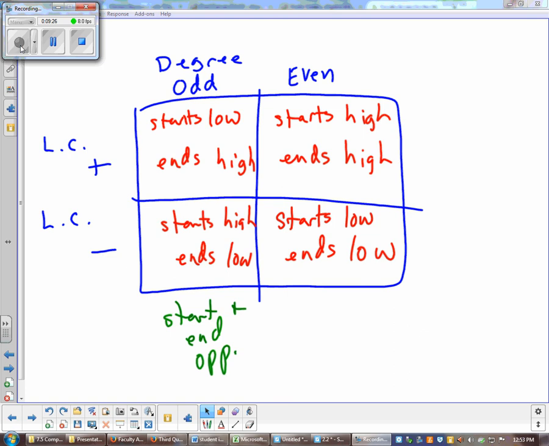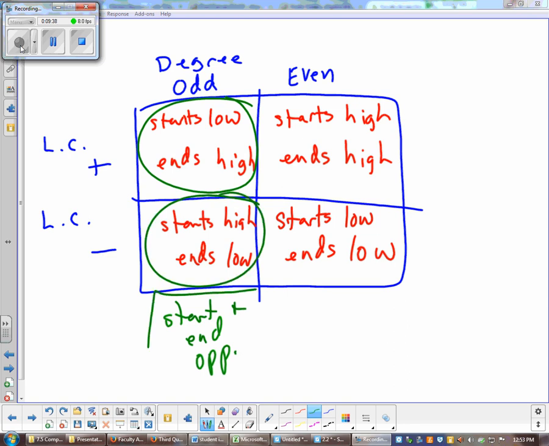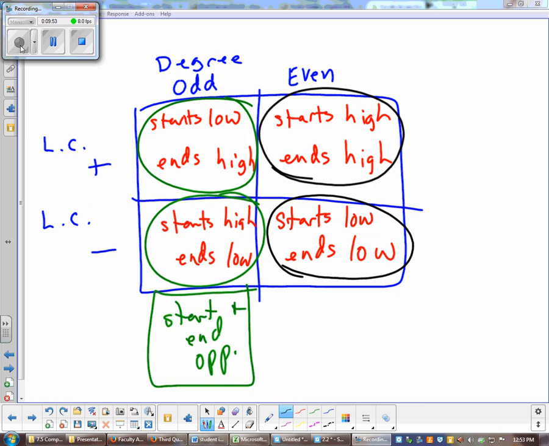Okay, so just to sum up, we said that if the degree is odd and the leading coefficient is positive, then it's going to start low and end high. But if the degree is odd and leading coefficient is negative, it starts high, ends low, which means in general, for an odd degree, they're going to start and end in opposite places. All right, if we are talking about even degree polynomials, if the leading coefficient is positive, they're going to start high and end high. And if the leading coefficient is negative, it's going to start low and end low.